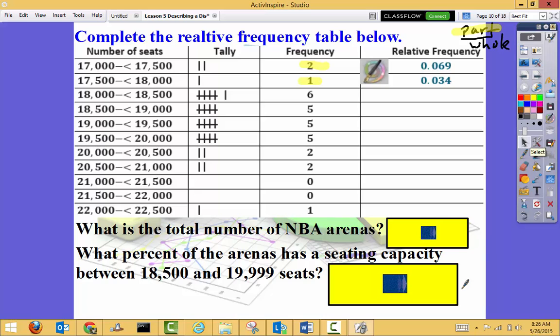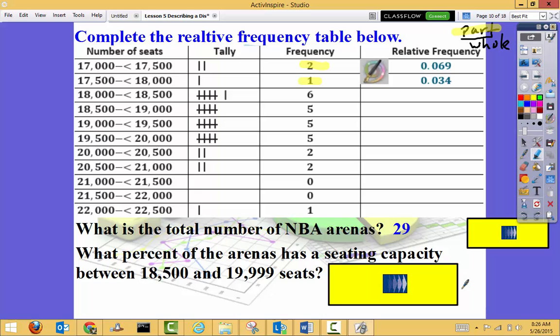Alright, what is the total number of NBA players? Well, my total number is 29. Not NBA players, I'm sorry, arenas. How did I get 29? Well, I added up all of these values right here. And guess what? This is my whole. There's 29 total arenas, that is my whole. Alright, complete your relative frequency table. So hopefully you got these numbers right here.